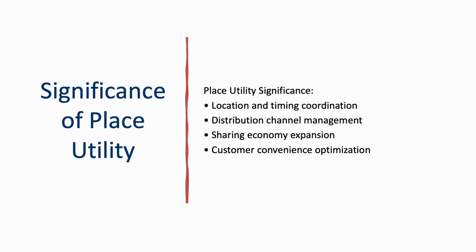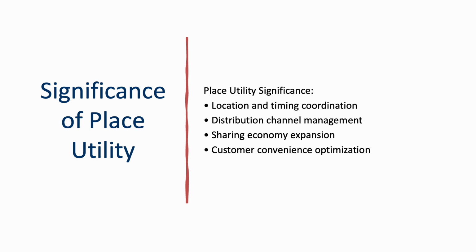Distribution channel management is central to creating place utility, involving decisions about direct versus indirect sales, retail partnerships, online versus physical presence, and geographic coverage strategies. Modern marketers must navigate increasingly complex channel environments that include traditional retail stores, e-commerce platforms, mobile applications, and social commerce options. The sharing economy has dramatically expanded place utility possibilities by enabling individuals to share resources like homes, vehicles, and equipment. Platforms like Airbnb, Uber, and Turo create new forms of place utility by making underutilized assets available to customers who need them. This expansion has created new market opportunities while also disrupting traditional business models.